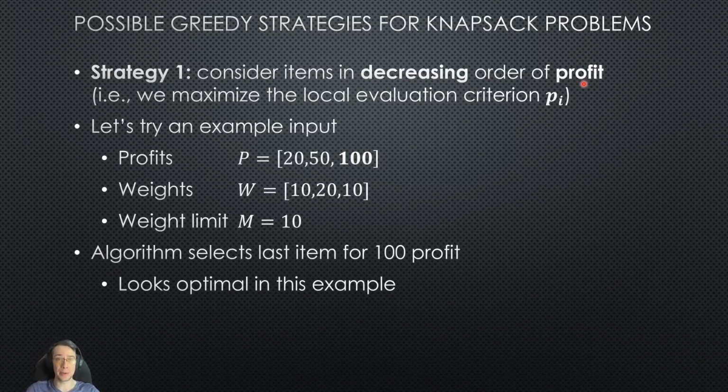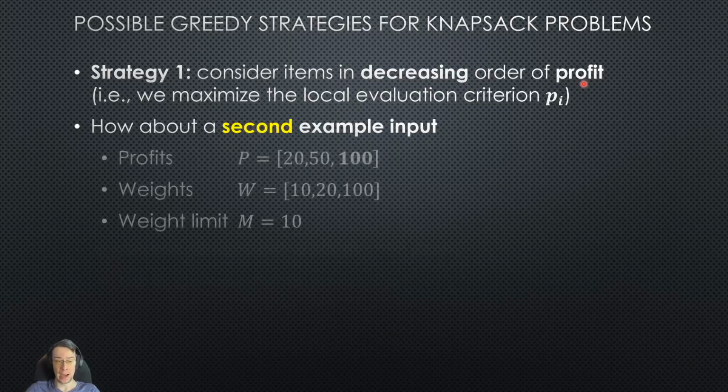Okay, so I'm going to assume that if you wanted to do that, you've done that now. And it turns out that this second example input will expose the problem with this greedy strategy. Here, this is the same as the previous input, except the last item that has profit 100 now has weight 100 instead of weight 10. So if the item that has very high profit also has extremely high weight, then the amount of it that we'll actually be able to put into our bag will, excuse me, not be worth very much.